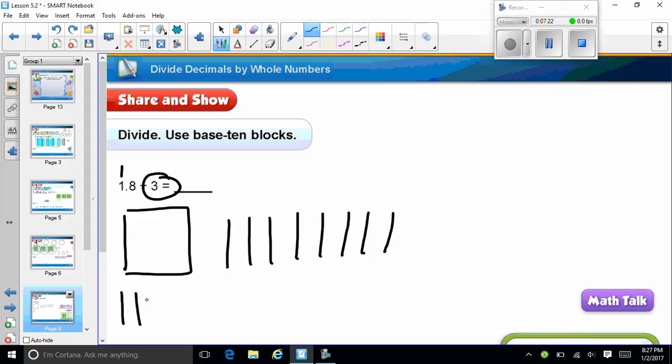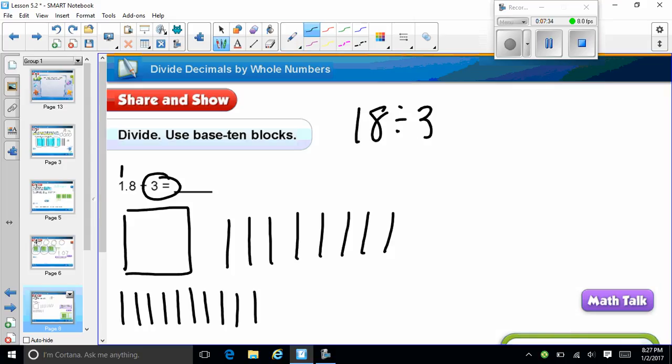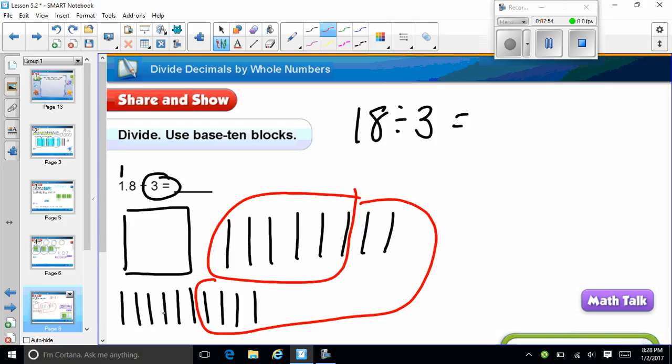And so 1, 2, 3, 4, 5, 6, 7, 8, 9, 10, plus the 8 above. And now I'm going to make them into 3 groups. So can I do 18 divided by 3? Yes, that would be 6. So I know I can group them by 6. 1, 2, 3, 4, 5, 6 for each group. And so my answer would be 6 tenths, because that's how much I have in each group.